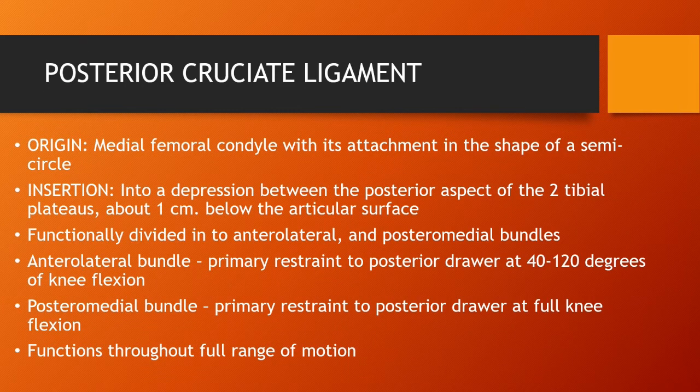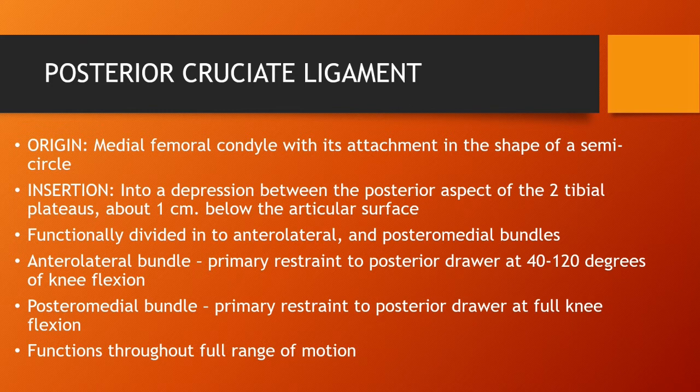Okay, the posterior cruciate ligament has its origin on the medial femoral condyle. Remember, the anterior cruciate ligament had its attachment on the lateral femoral condyle. This is now on the medial femoral condyle, with its attachment in the shape of a semicircle, and it inserts laterally, so it goes from medial to lateral, into a depression between the posterior aspect of the two tibial spines. I'm sorry, between the two tibial plateaus, about 1 centimeter below the articular surface.